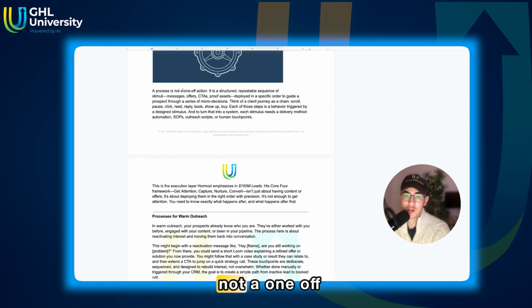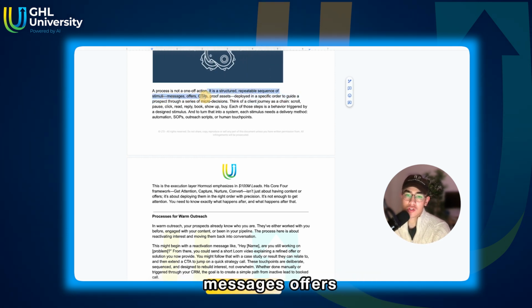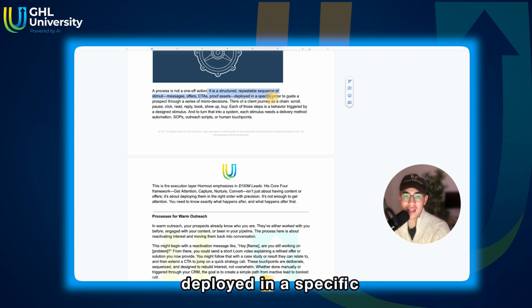Without clearly defined processes, even the best leads stall out. Your system doesn't just need more traffic or volume, it needs more motion. And a process is not a one-off action, it is structured, repeatable sequences of stimulus, messages, offers, call to actions, or proof assets deployed in a specific order to guide a prospect through a series of micro decisions.